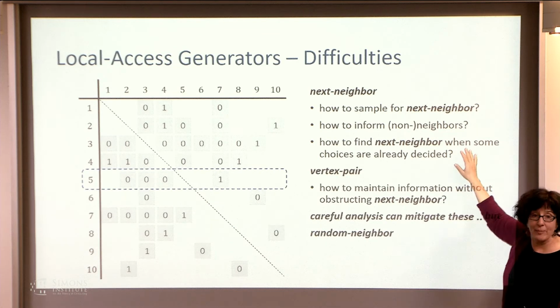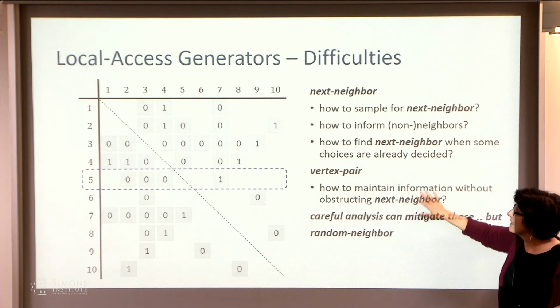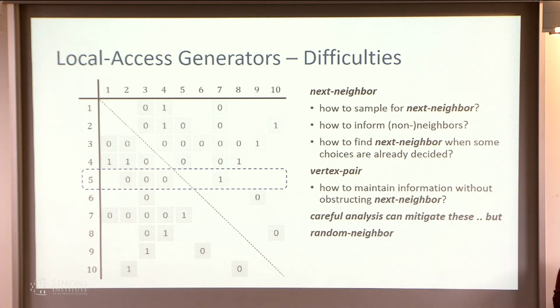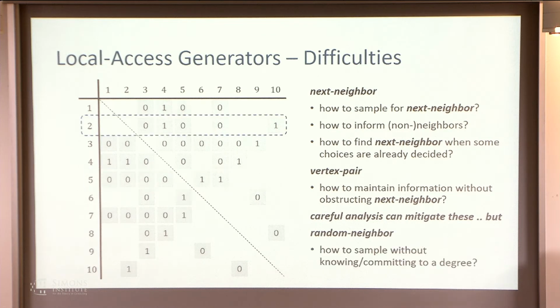What we didn't talk about but can be done is how to combine next neighbor and vertex-pair. So you need to keep track of a little bit more information if you do vertex-pair queries in addition to what we did. A careful analysis can mitigate all these issues, but what about the random neighbor query? How do we sample a random neighbor without knowing or committing to a degree? So we don't know the degree.